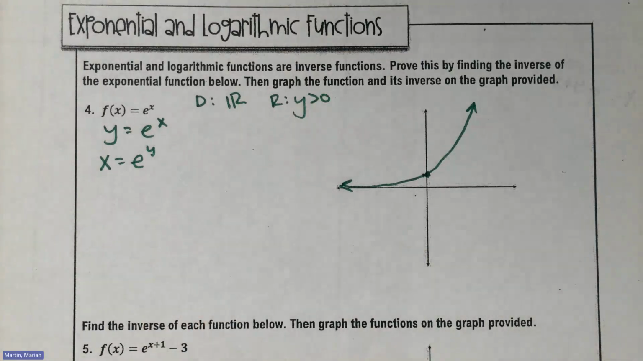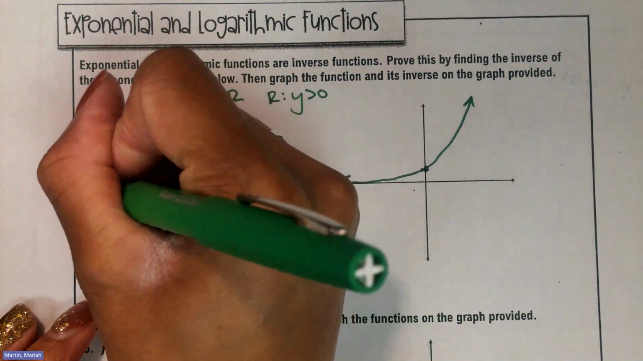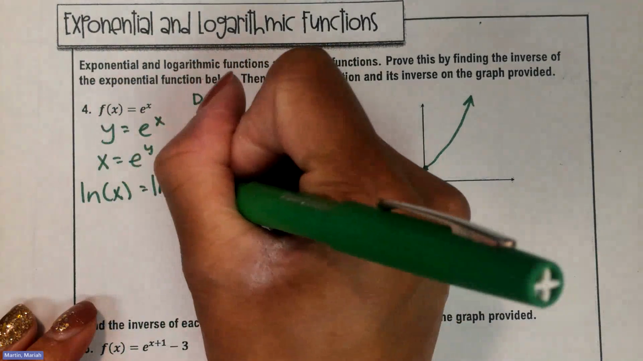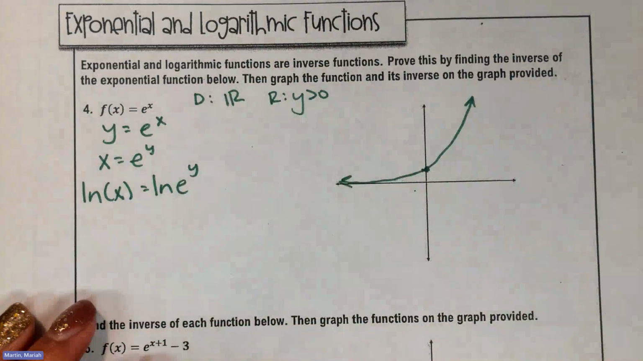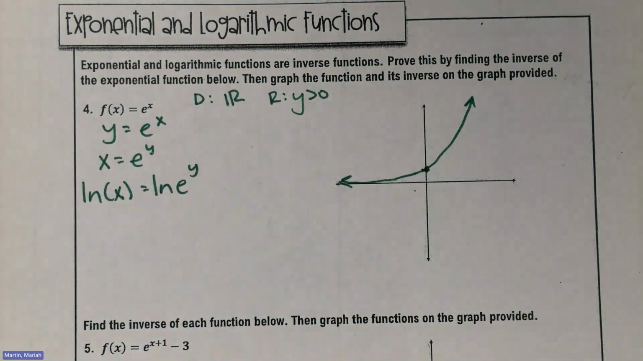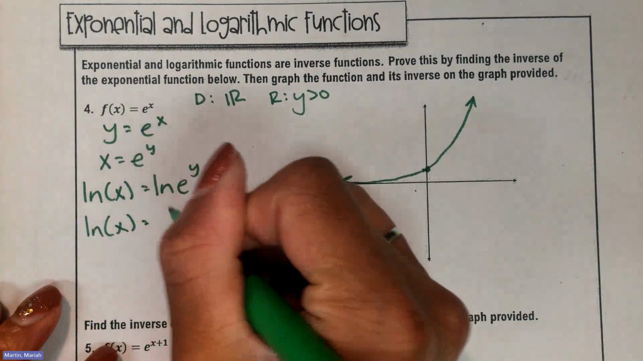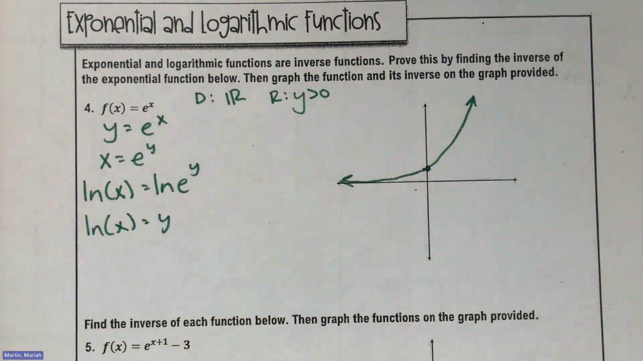Now, the inverse of exponential is log. And in this case, since we have an e, it's going to be natural log. So we're going to take the inverse of both sides. So natural log of x is going to equal the natural log of e to the y. And ln e is going to cancel out. So we have ln x equals y, and we have y by itself already.